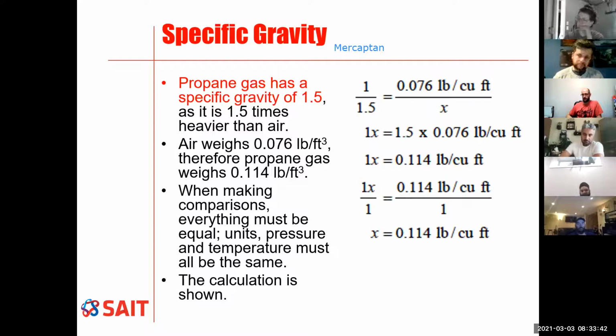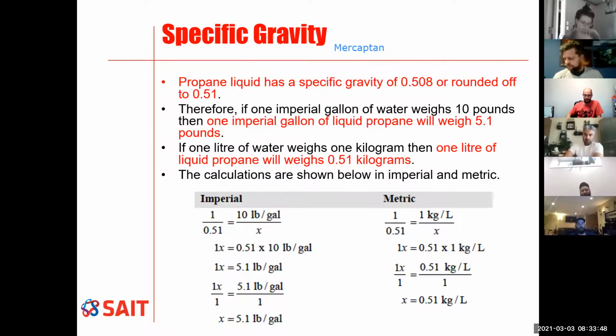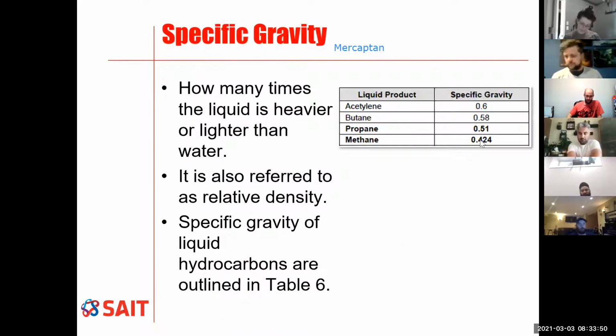What was the relative density of methane as a liquid? As a liquid, 0.458, I think. Let me go back here. Oh, 0.424. Sorry. 0.424.